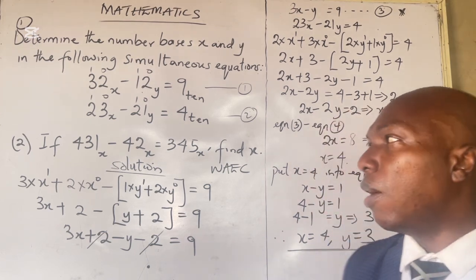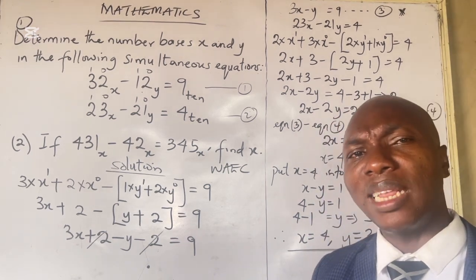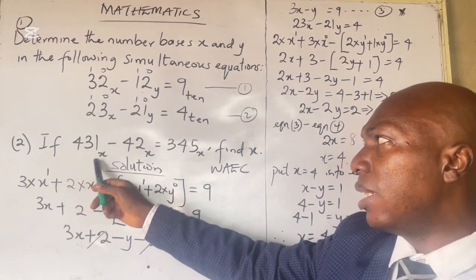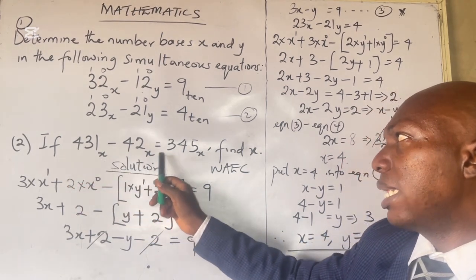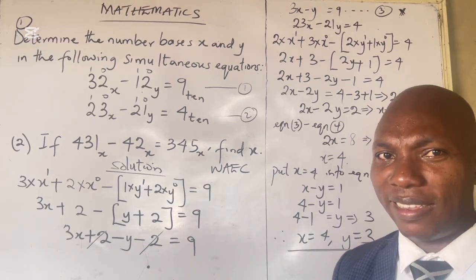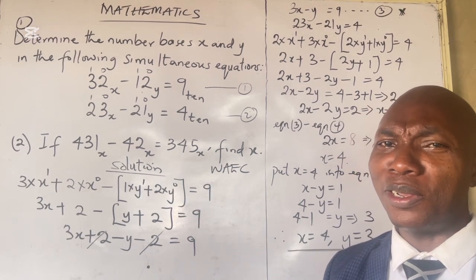Before I go, I want us to test our understanding of number-base systems. Let's see this question. If 431 base x minus 42 base x equals 345 base x, find x. Let's see the solution in the comment section.